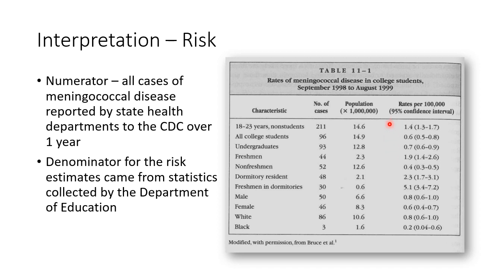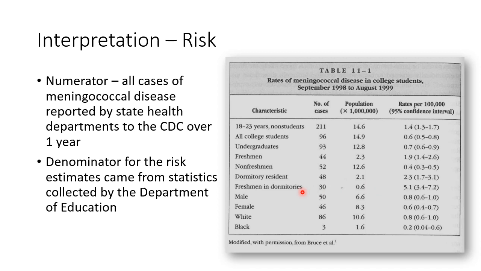So again, we're taking the risk in the group that got the disease versus the did not. So anything greater than 1 means it's going to be putting you at greater risk. Anything less than 1 was actually protective in that case there. Okay, so for instance, 18 to 23-year-old non-students, they tend to be at higher risk in this case here. Okay, things like being a freshman, you're at higher risk for developing meningococcal disease, almost 2 times more likely than those that were not freshmen.